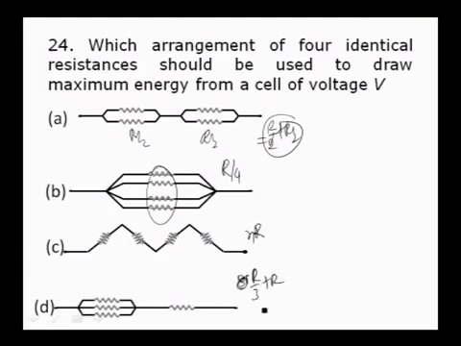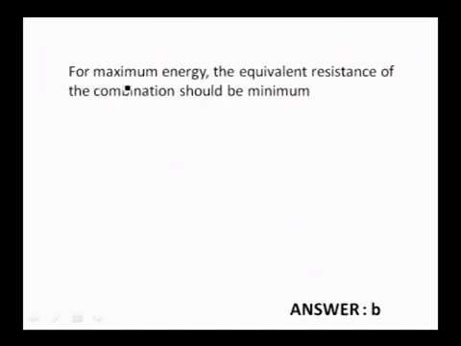Among these 1, 2, 3, 4, okay, this is the lowest value of the resistance. When all the resistors are connected in parallel, effective resistance is low. So therefore, this is the correct option, because the condition itself is maximum energy, the equivalent resistance of the combination should be minimum. So therefore, the correct option is B, all the resistors are connected in parallel.